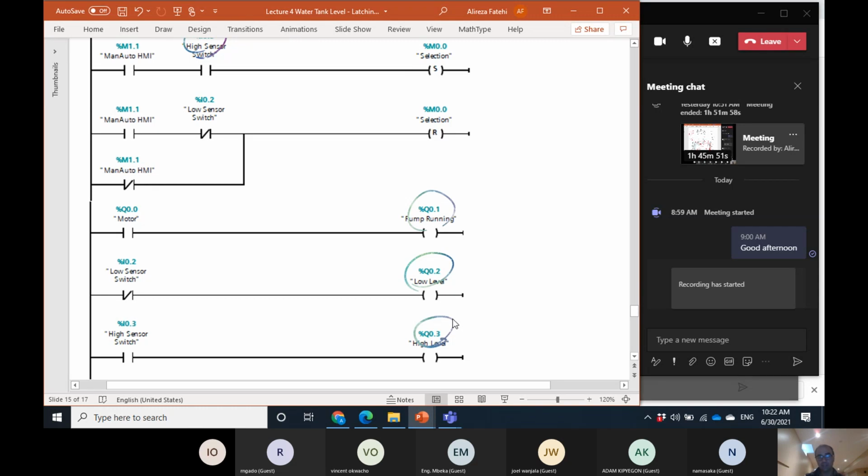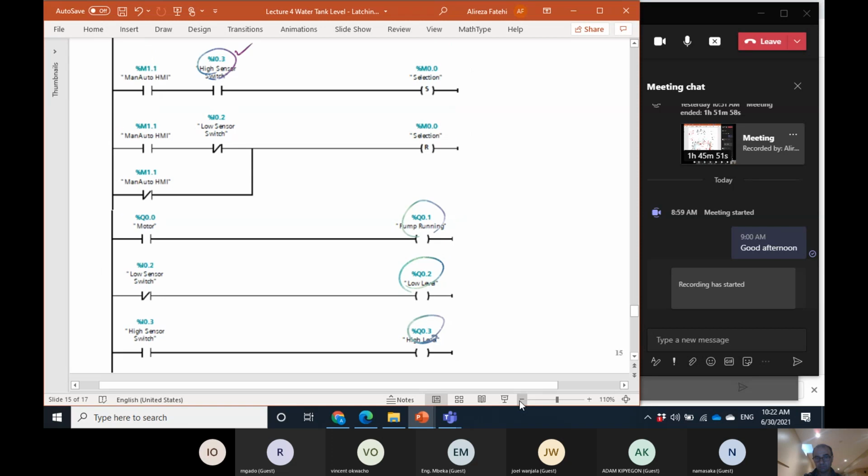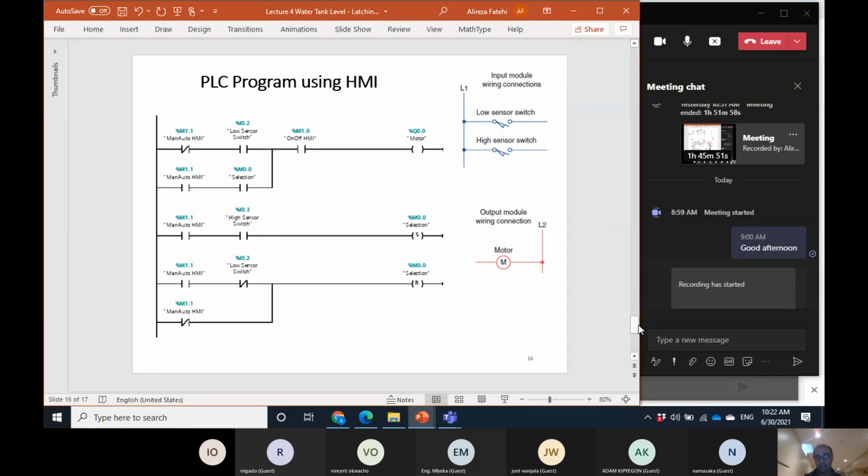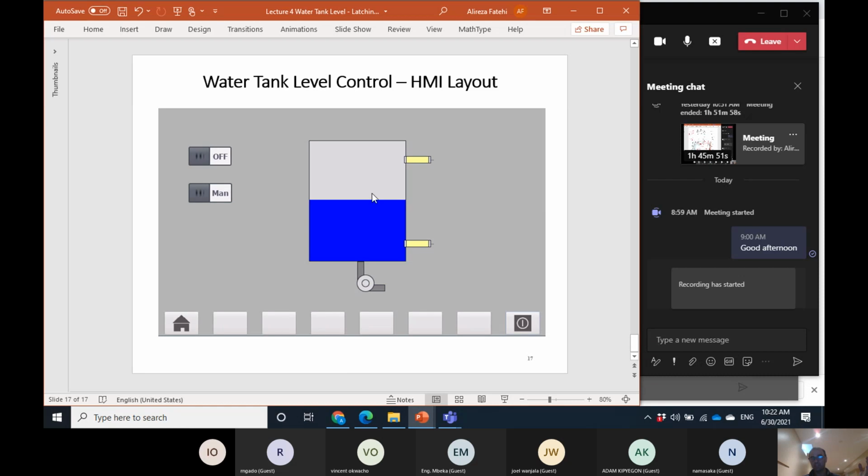They're physical pilot lights, but we can remove them if you have HMI. If you have HMI, we don't need them because we can implement them inside the HMI by changing the color. By changing the color, we can implement that.